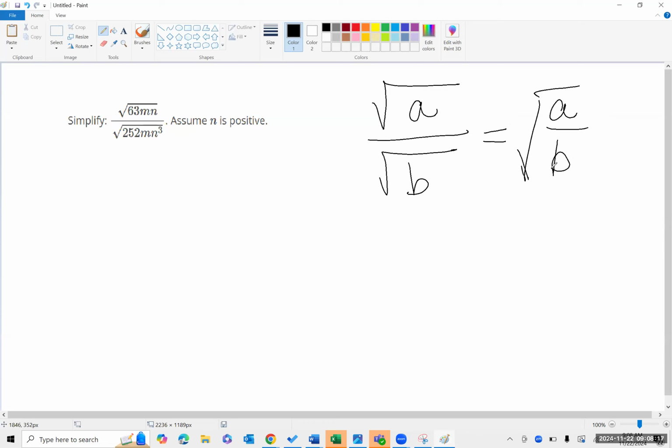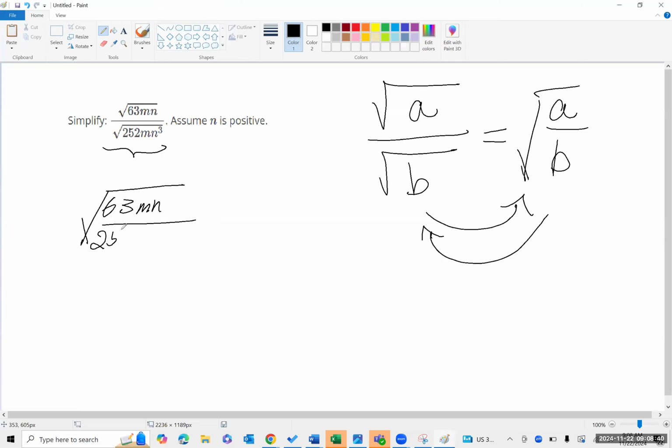Of course, we're going to use it going this direction, but you can also apply the rule going in the other direction if necessary. So what that means for us here is that we're going to take this expression and write it under one square root. And then from there, we can begin to reduce.